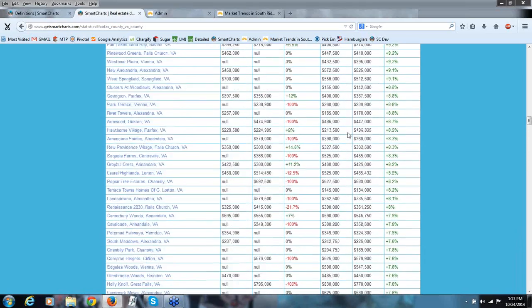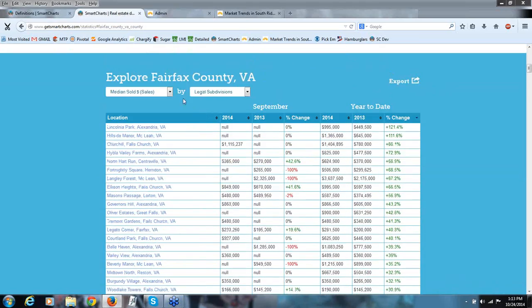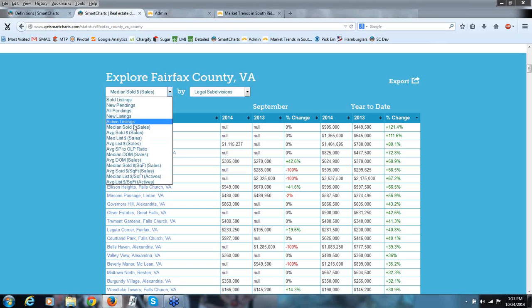I can change this to median days on market. Sorry for scrolling so quickly, but I need to get back up to the top. There's a lot of subdivisions. I can change this to any of these other metrics. So number of sales, new pending activity, new listing activity, sold price to original list price ratio, median days on market, which I'll turn on now.